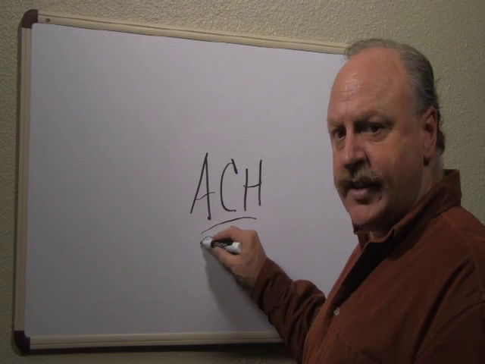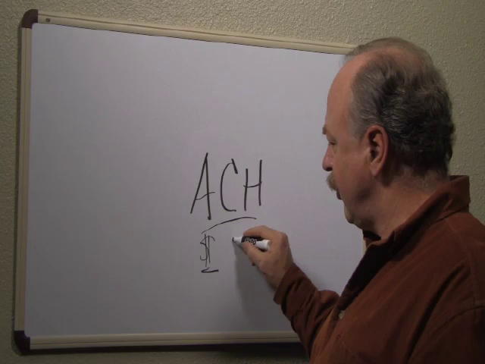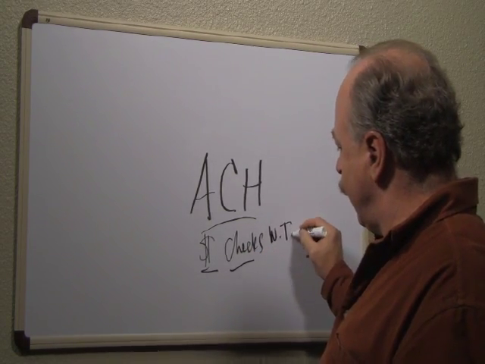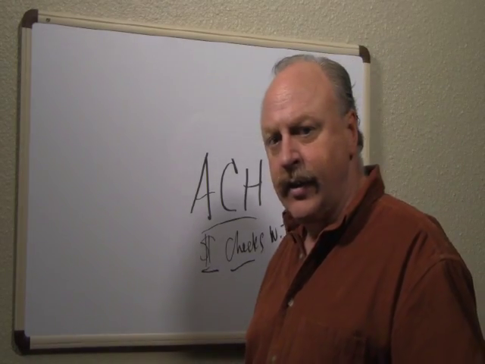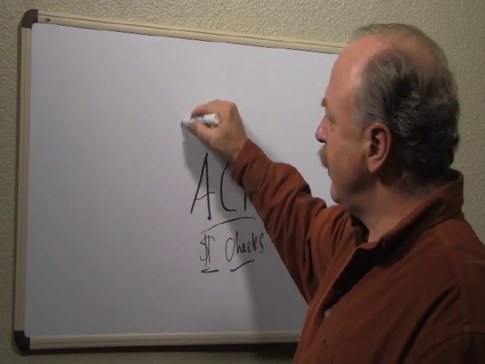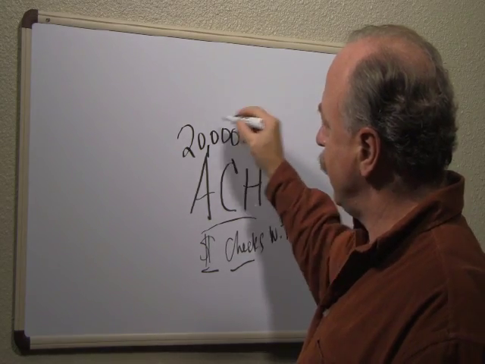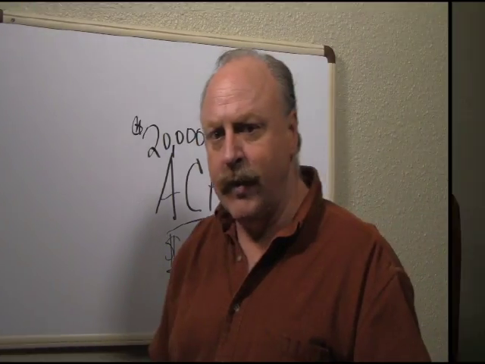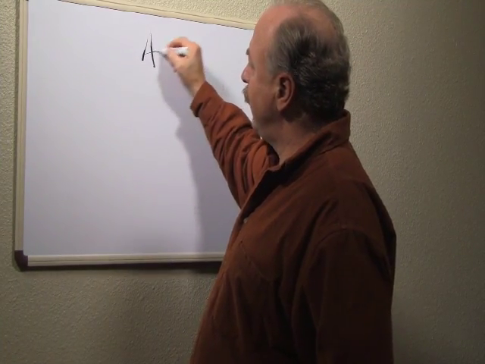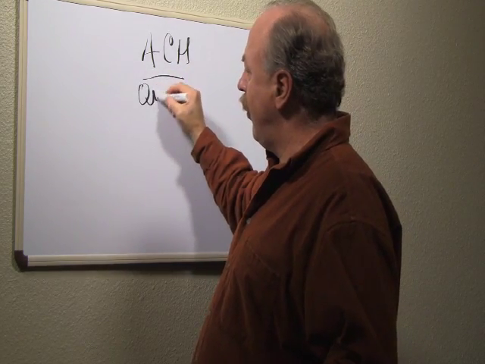What this is set up for is business owners that work off of cash or checks or wire transfers. In order to qualify for an advance through an ACH program, you have to have a $20,000 minimum in sales per month in order to qualify for an ACH loan or advance.